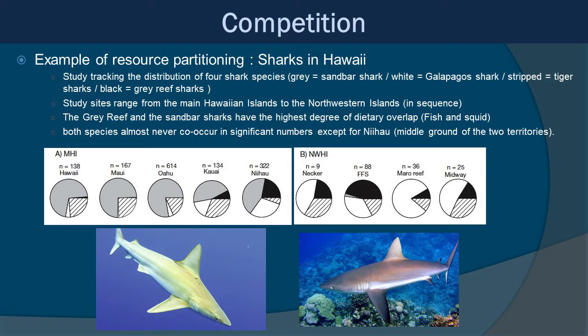kind of partitioned themselves. Why did they do this? The gray reef shark and the sandbar shark have the highest degree of dietary overlap of all four shark species. They primarily eat fish and squid. So essentially, they almost never occur together except for the middle ground between the main Hawaiian Islands and the Northwestern Islands.